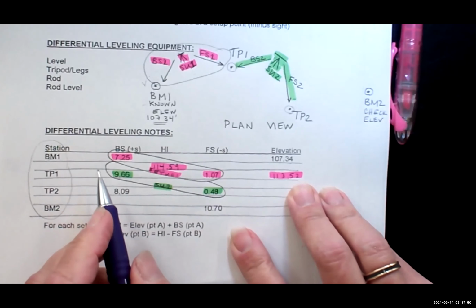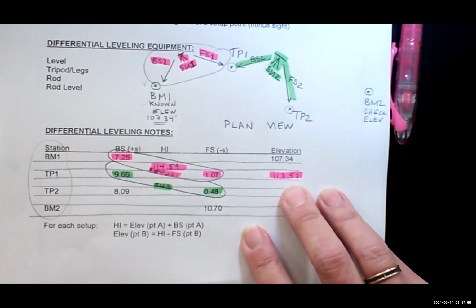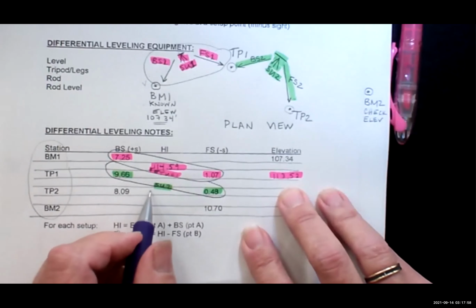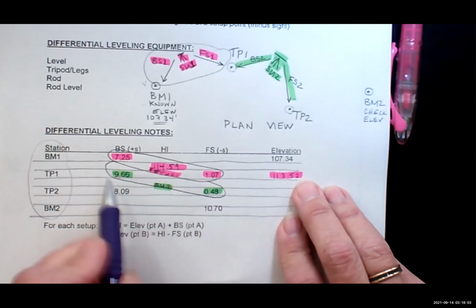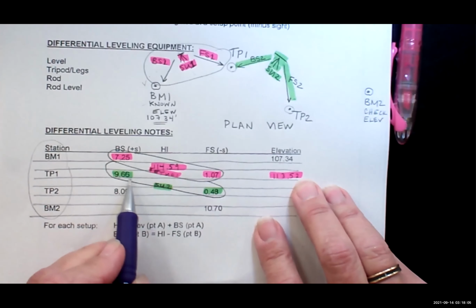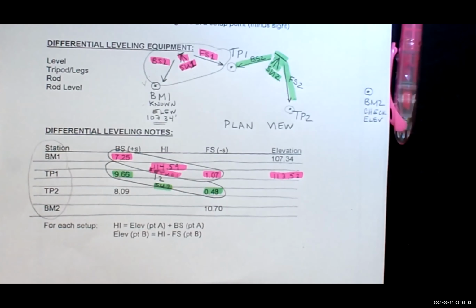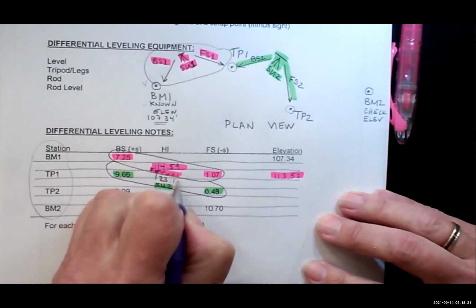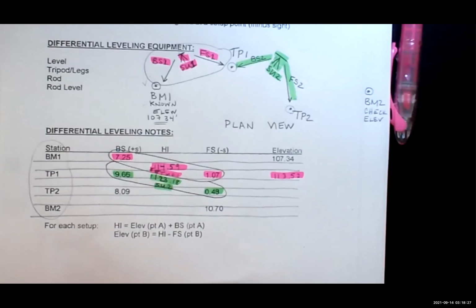Edgar. Is Edgar here? Edgar, yeah. You would add it. Yeah, add it. Because now I know the elevation of 113.52. And now I'm going to add to it 9.66. So what's that? 122 point... Somebody do the math. 123.18. Yeah, great. Thank you. So this is the height of instrument, 123.18.